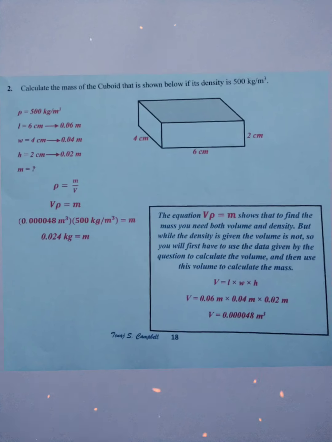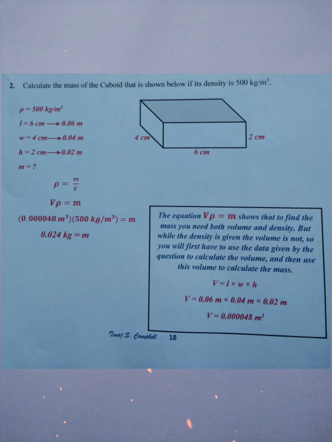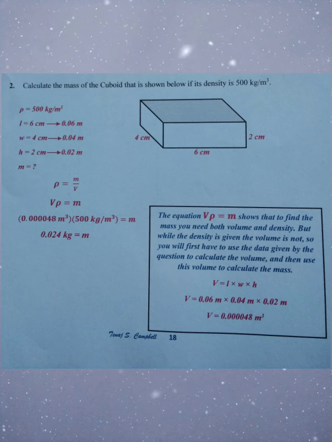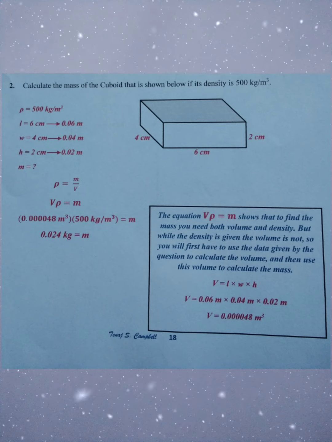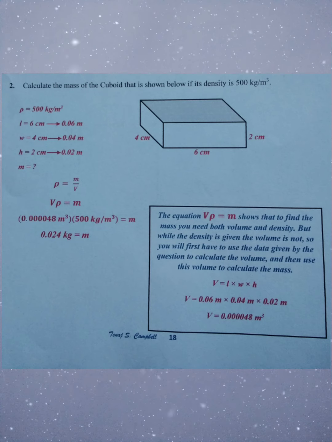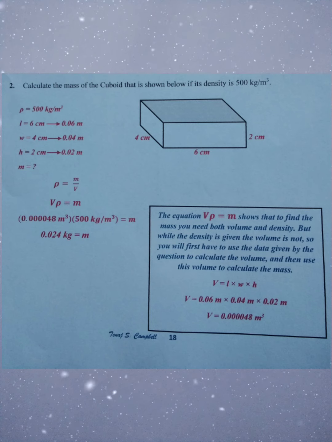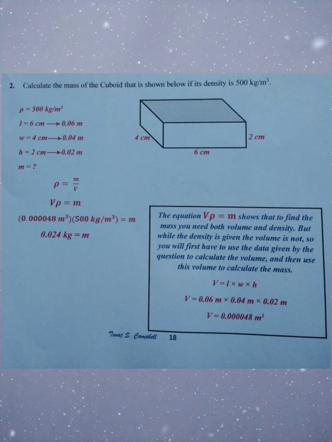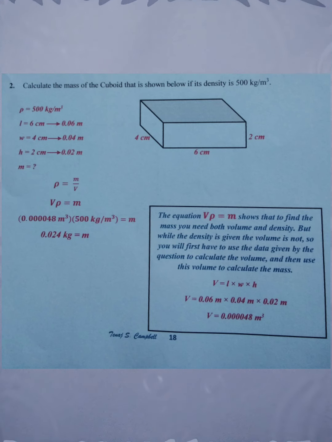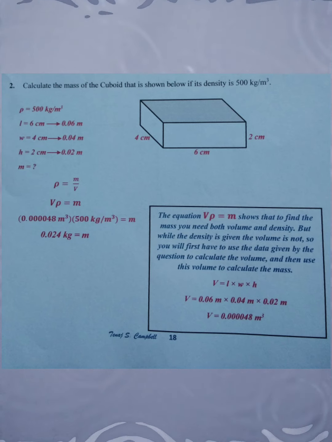Taking a look at this other example, we see that we are being asked to calculate the mass of the cuboid that is shown below if its density is 500 kilograms per cubic meters. As you can see, we start by listing the values. Always list out your values. It allows you to see the question more clearly. So the density is 500 kilograms per cubic meters.